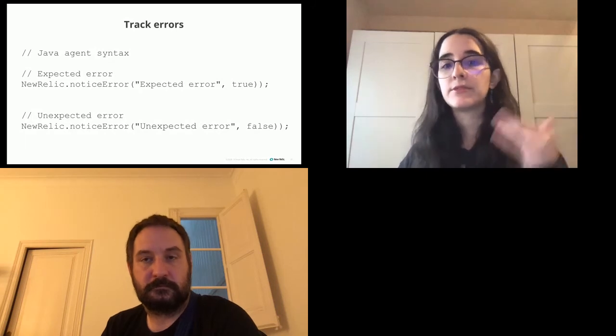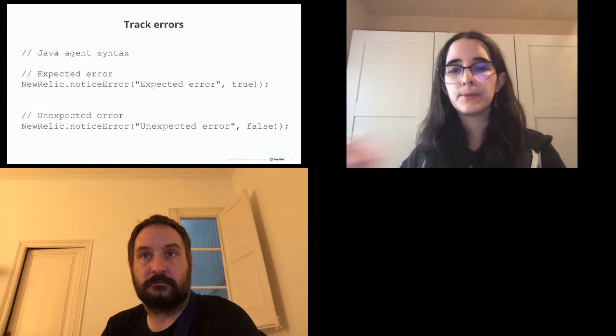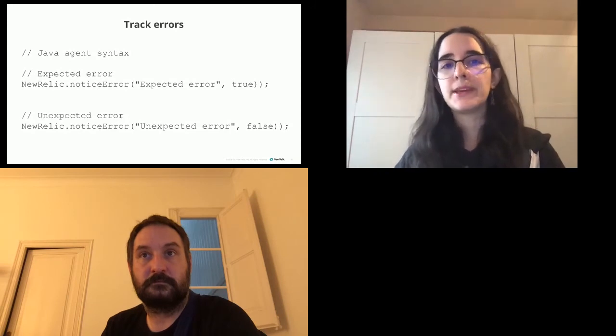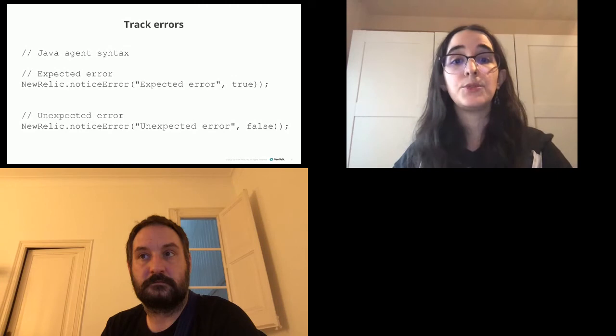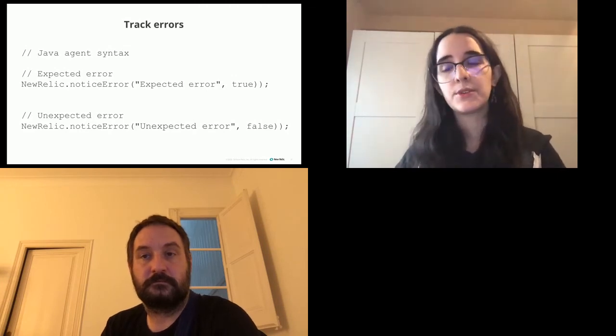So if somebody's requesting a movie that they are not allowed to, we will extract that as an expected error, and we will also have an unexpected error. And we may also have unexpected errors like an upstream failing. You don't actually get that out of the box because there's no status code to understand what's going on with your application.